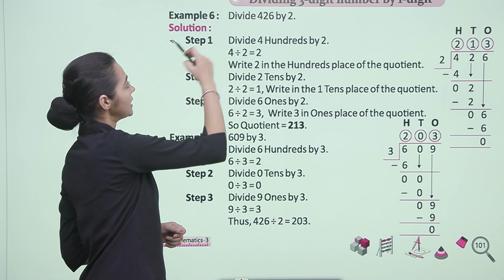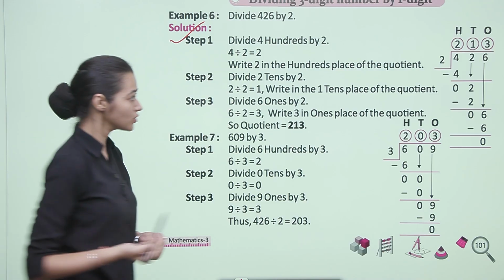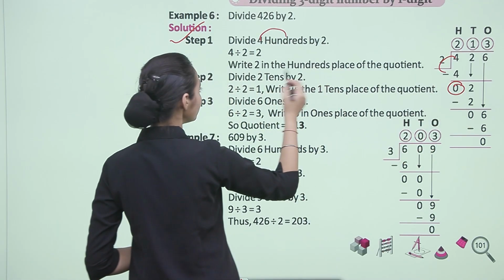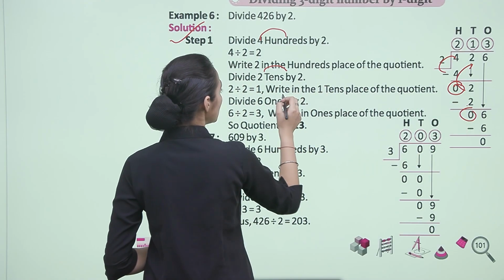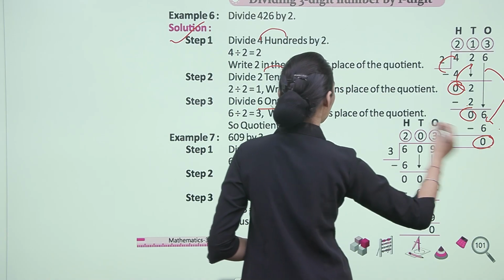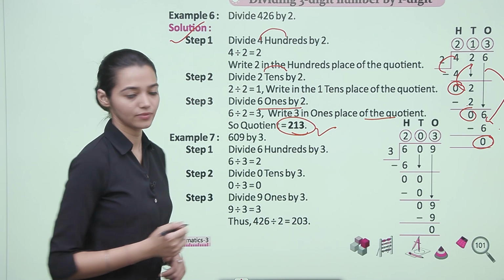Now in example number 6, we have to divide 426 by 2. So firstly we will divide 4 hundreds by 2, then we will write the remainder 0. Then we will divide 2 tens by 2. Here also again we get 0. Then we will divide 6 ones by 2, that is 2 threes are 6, and the answer we get is 0 and the quotient is 230.